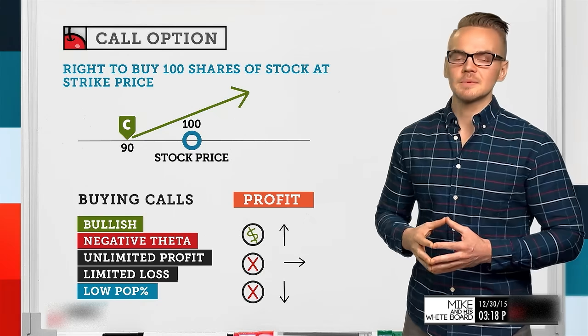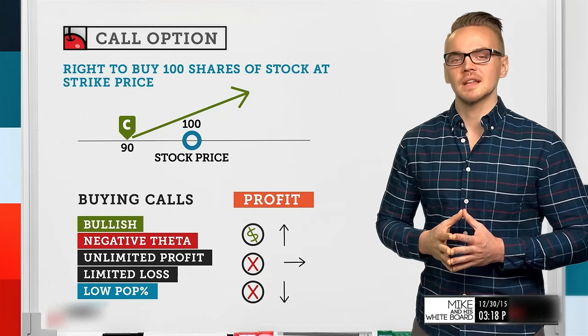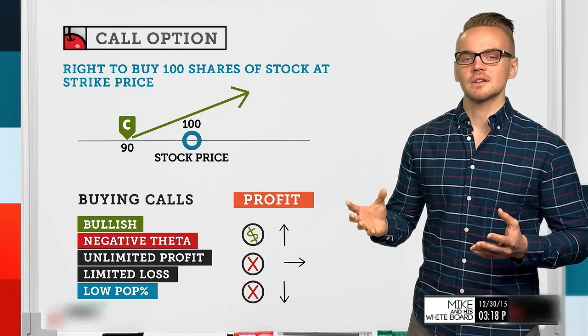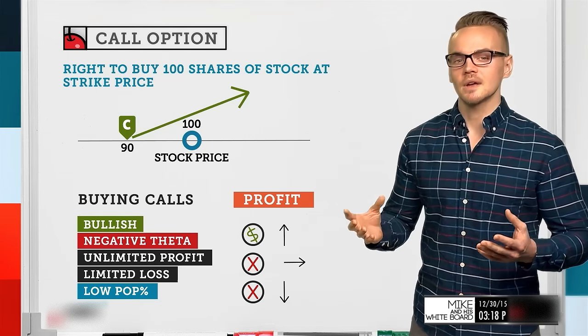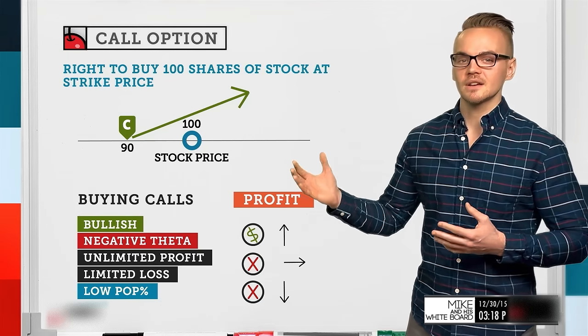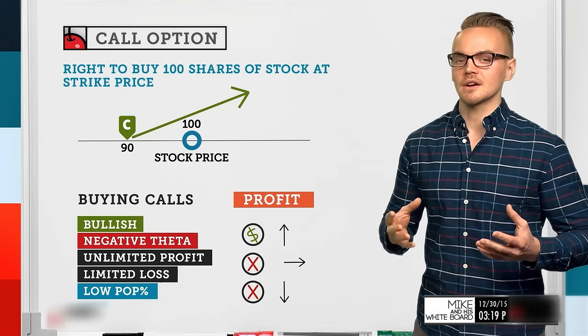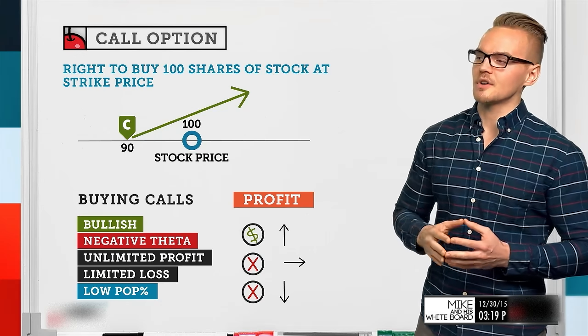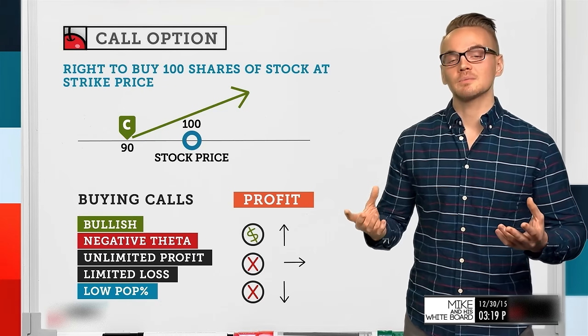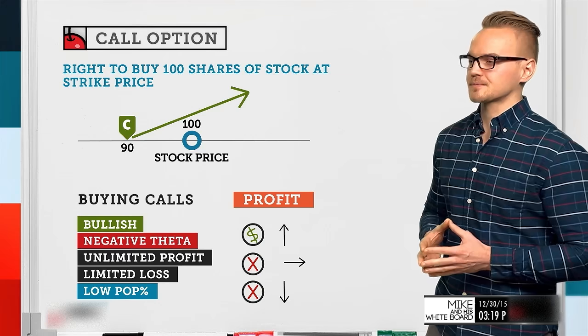We also have unlimited profit when we purchase a call, and that's because there's no limit in terms of where a stock price can go. It can go to infinity, it can go to 100, it doesn't really matter. So when we're buying calls, we have unlimited upside and unlimited profitability because of that.